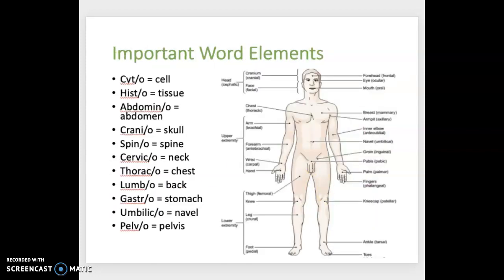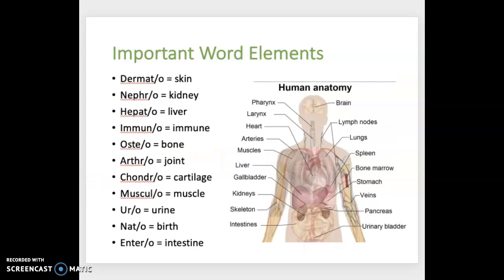All right, and lastly, some important word elements that are related to body structures. So there are a lot that are listed here, and you don't need me to read off all these. You can read these elements and their definitions right here. Here are some more. A lot of these are referring to major organs, like hepat or hepato refers to the liver. You can see bones, cartilage, muscle.